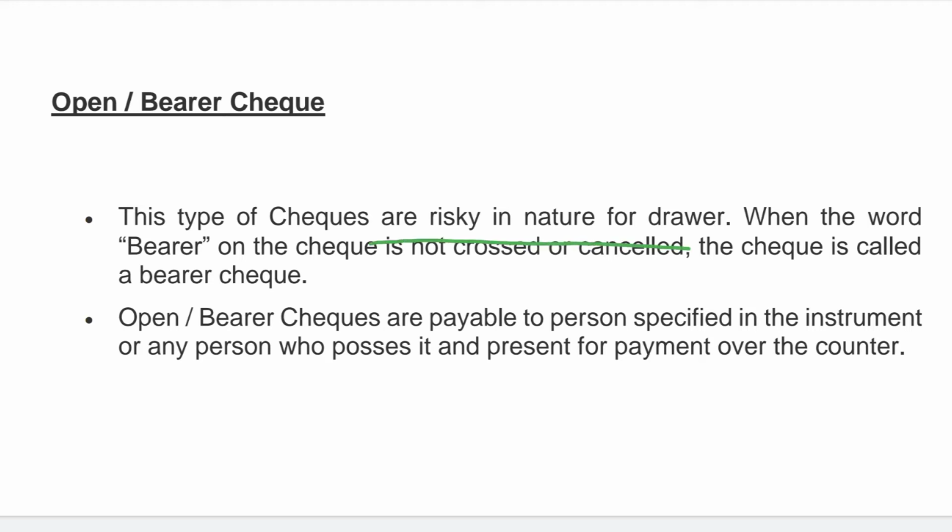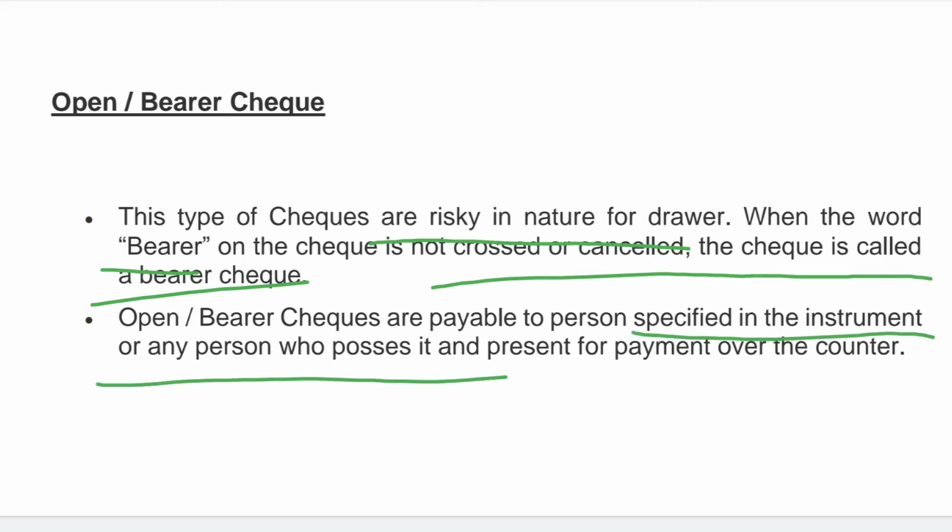When the word bearer on the check is not crossed or cancelled, the check is called a bearer check. So when the word bearer in the check is not crossed or cancelled, it becomes a bearer check. This is a risky kind of check because any person who possesses the check can encash it. Bearer checks are payable to the person specified in the instrument or any person who possesses it. So this is why it is said to be a risky kind of check.